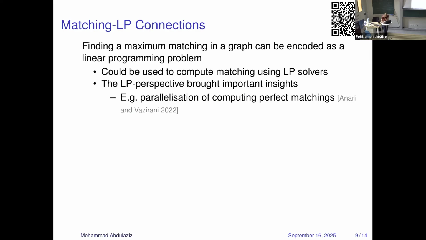So I will now talk about this last thing, which is the connection of matchings and linear programs. I won't be spending so much time here. I just want to say that matchings and linear programs have been connected since the 1960s, and many important insights in computer science came out of that connection. Maybe one last main result is the proof that computing perfect matching, which is a certain type of matching, can be done efficiently on parallel machines, and that came due to insights from the connection between matchings and LPs.